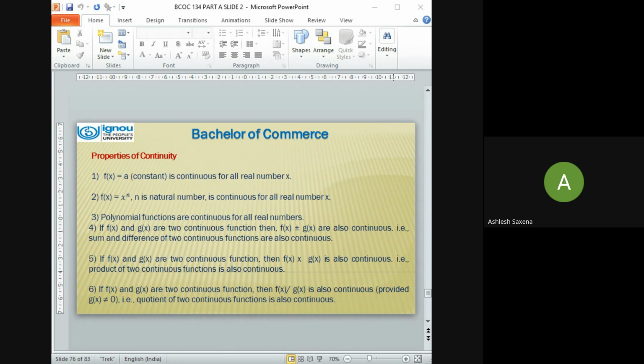If they are in the form of a product, that means f(x) into g(x), and the two functions are continuous, then their product is also continuous. And similarly, if they are in the form of division, you have to keep one thing in mind: your denominator should not be 0. That means g(x) should not be 0. In that case, the quotient of the two continuous functions will be continuous.